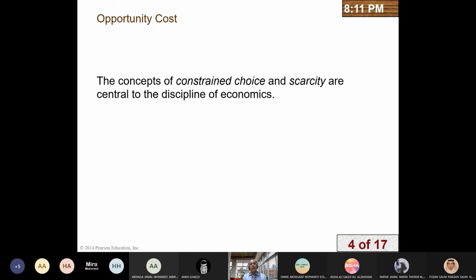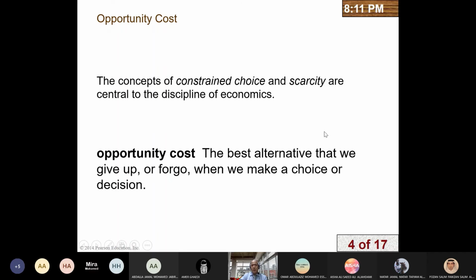Okay, so now opportunity cost, we already explained opportunity cost. Umar Abdul Aziz, could you read this for me? Yes, doctor. Opportunity cost, the best alternative that we give up or forgo when we make a choice or decision. Okay, we already explained opportunity cost.